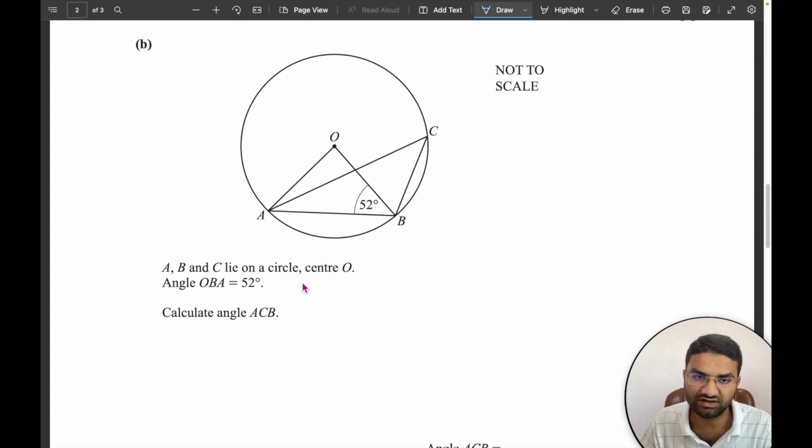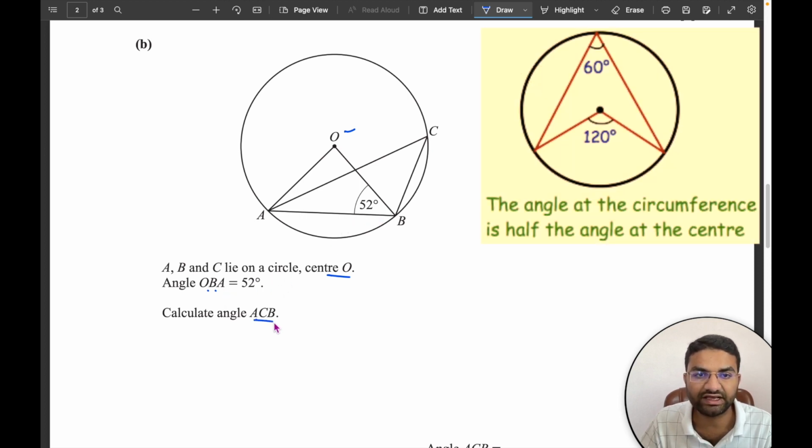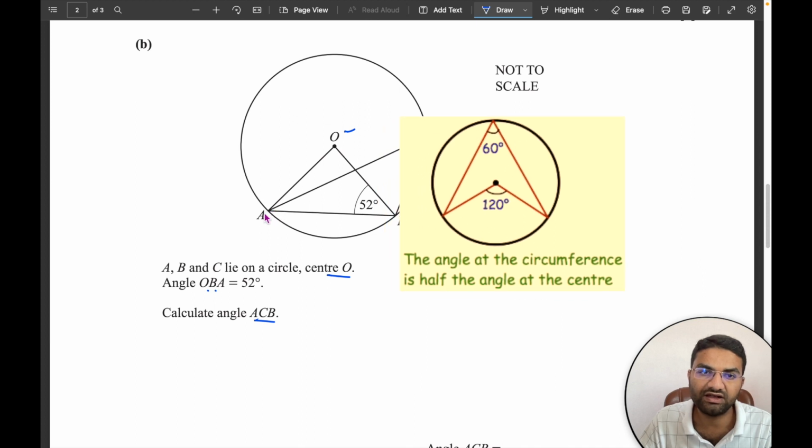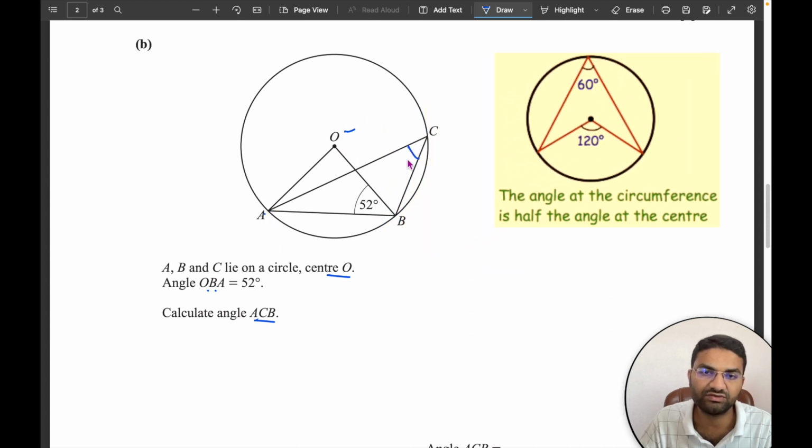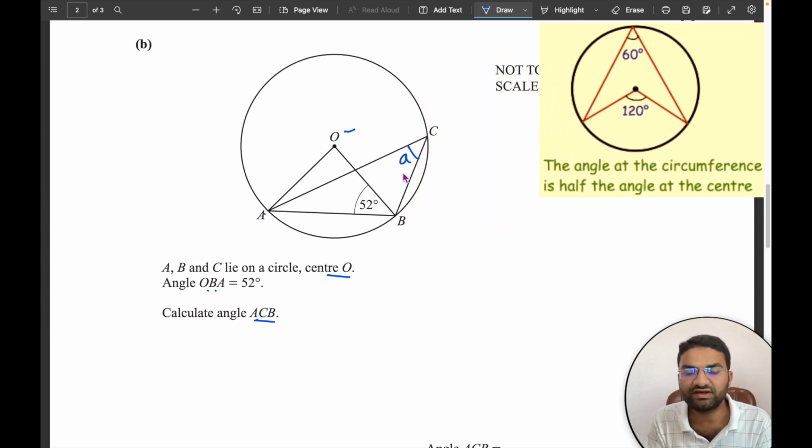A, B, C lie on the circle with center O. Angle OBA is 52 degrees, and we have to calculate angle ACB. Let's assume this angle is A. Which circle theorem do we have to use here? The angle at the circumference is half the angle at the center. Here we assumed this one is A, so it will be 2A at the center. So we have to calculate 2A first.